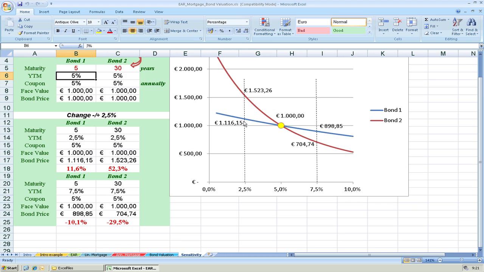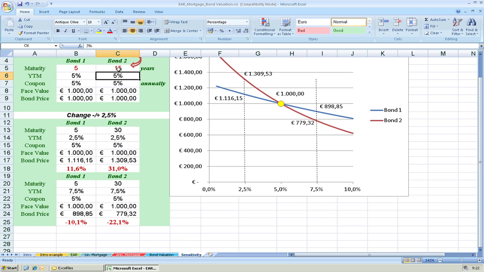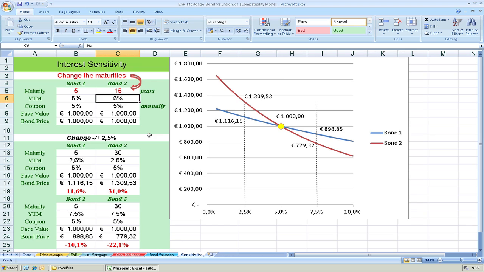And here I plotted it in a graph, so we can change the maturities. For instance, if we make this 15 years, then we see, okay, still these differences, but the differences are a little less, right? So you can play with this. It's on the T drive, so play with it.